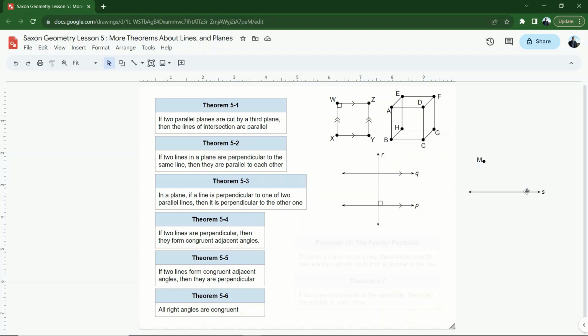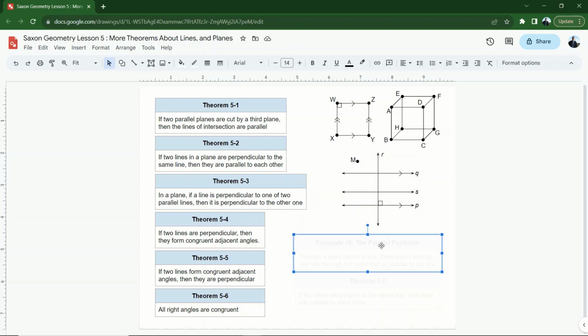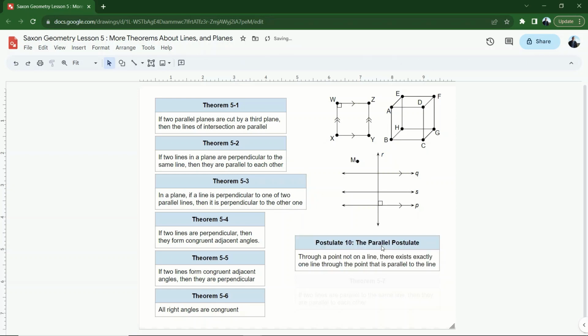All right, to finish up this lesson, I'm actually going to bring in a couple more figures to this diagram here. So I'm going to bring in line S and point M. We need point M for our one postulate for this lesson. So again, a postulate's an unproven statement that doesn't need to be proven because it just intuitively makes sense. All of these theorems are things that we can prove, and we may be proving later in this class. But let's just look at postulate 10, also known as the parallel postulate.